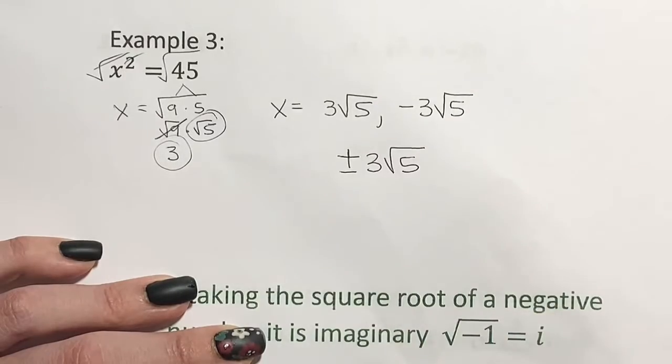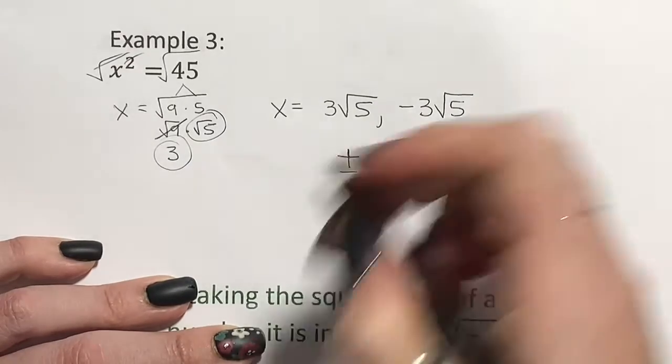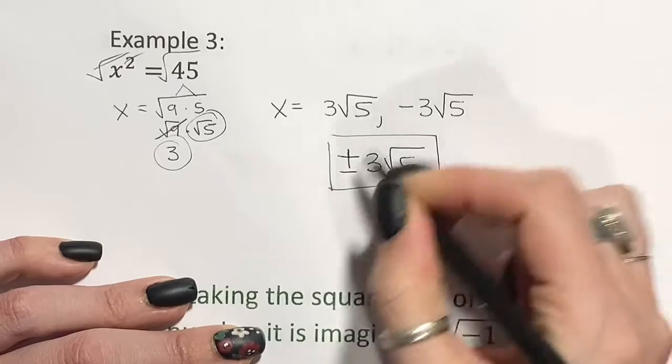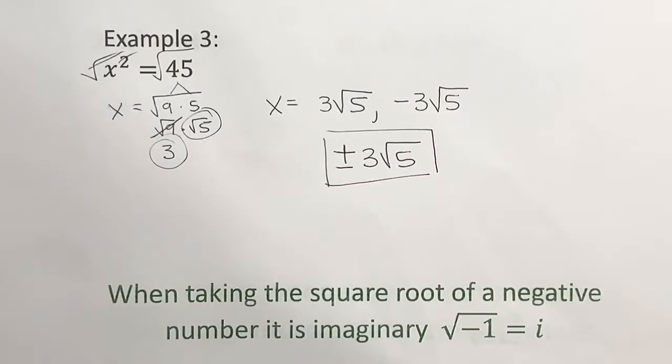That's kind of like the lazy way to write it. We're just doing the positive and negative once. So that's probably the easier way to write it. But don't forget that plus and minus.